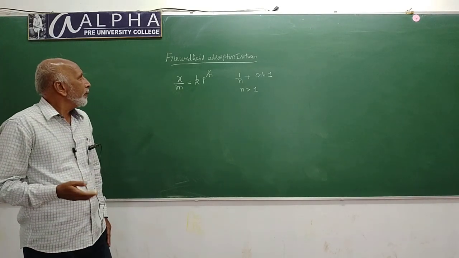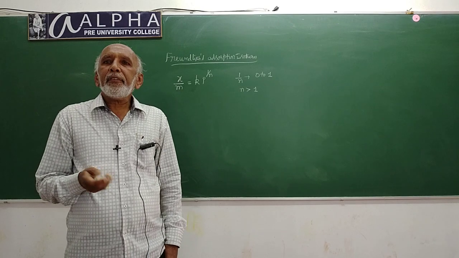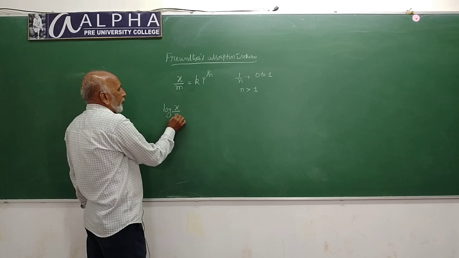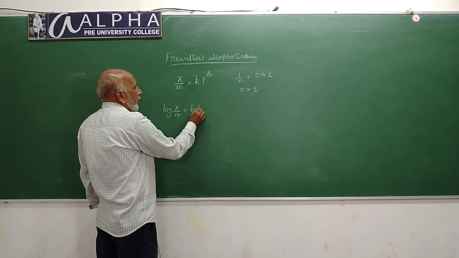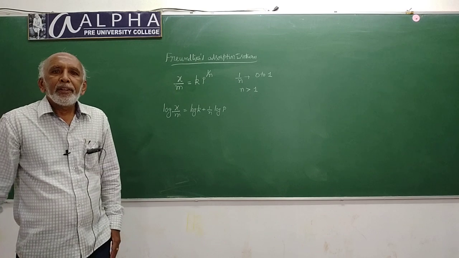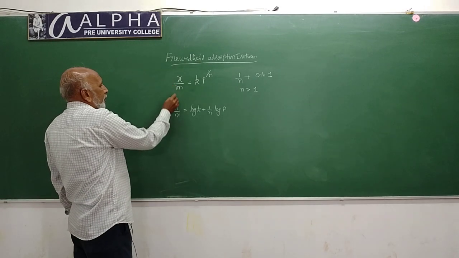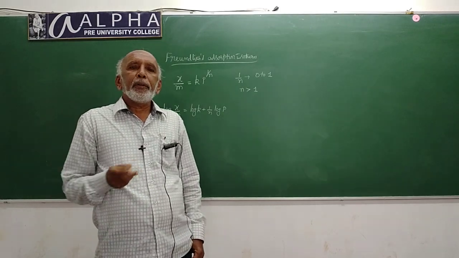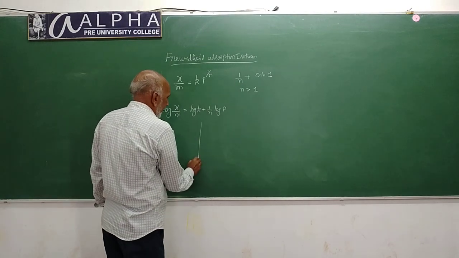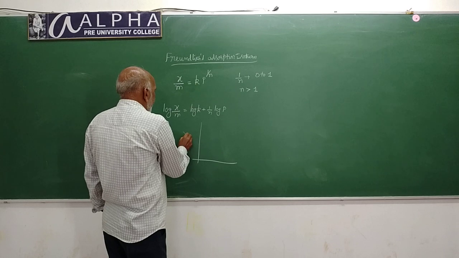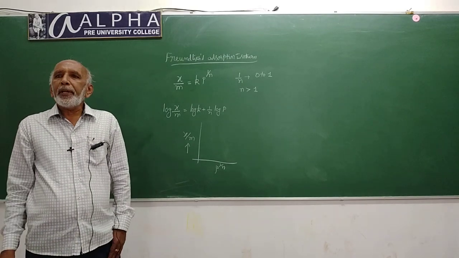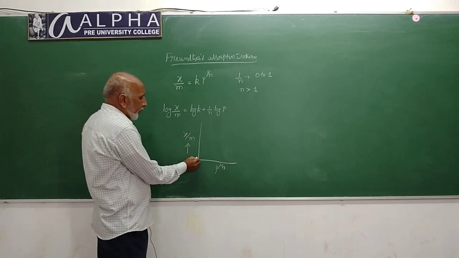Another mathematical form of Freundlich adsorption isotherm is the logarithmic form, that is log x by m is equal to log k plus 1 by n log p. In fact, these two expressions are in the form of the equation for a straight line. So, the plot of x by m versus p to the power 1 by n will be a straight line passing through the origin.